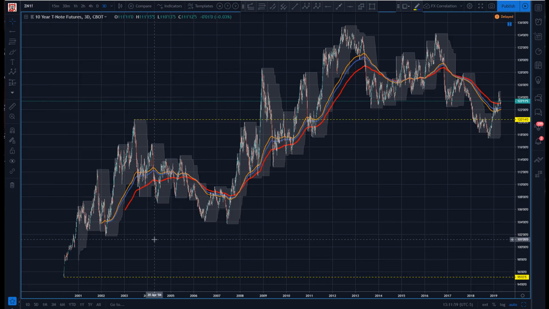Next up, one we haven't looked at much. This is a 10-year bond note. Now you can trade this a couple of different ways. You can use a CFD with an FX broker. I've got the futures contract here because I think this is what I would use for technical analysis.